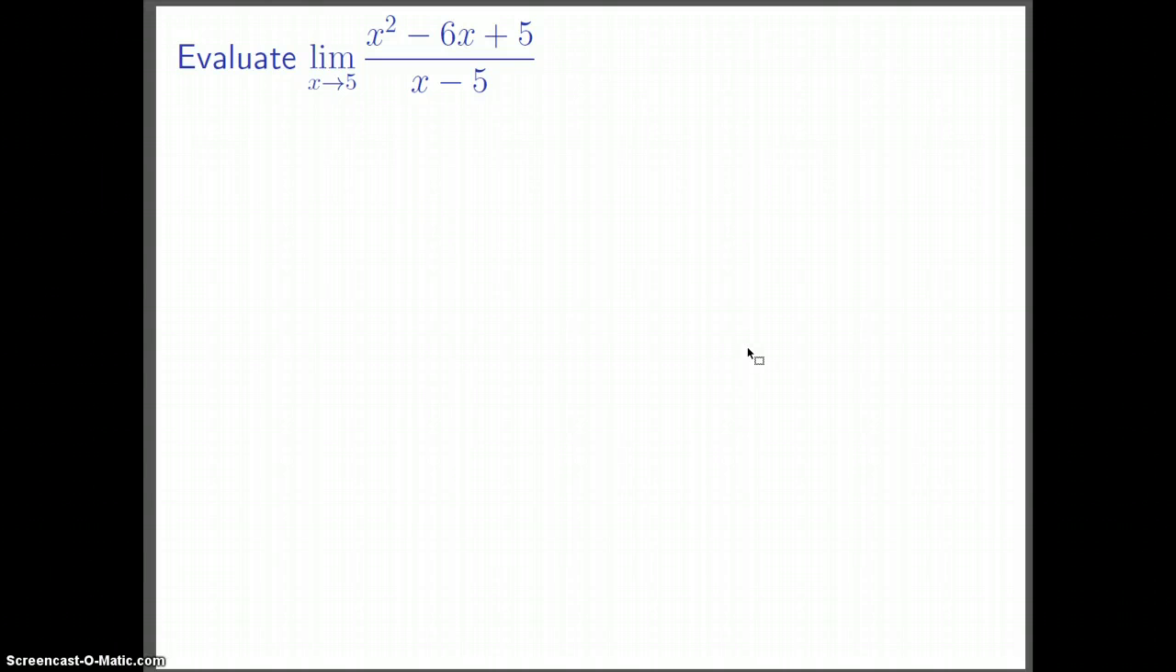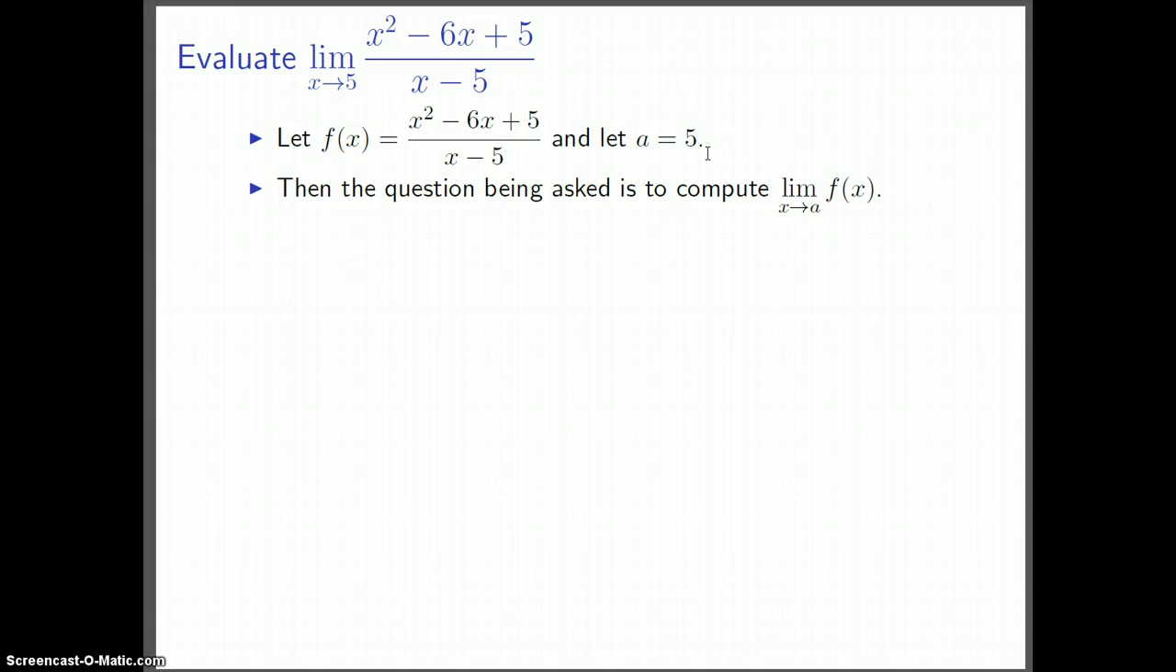Okay, so there's a problem up there, and for convenience what I'd like to do is just define the function, give it the name f, and note that the special x value is this number 5 right here. That is what Stewart uses the letter A for, so A is 5. And if we use that label f and a, then the question that's being asked is to compute the limit of f of x as x approaches a. Now note that f of x is a rational function.